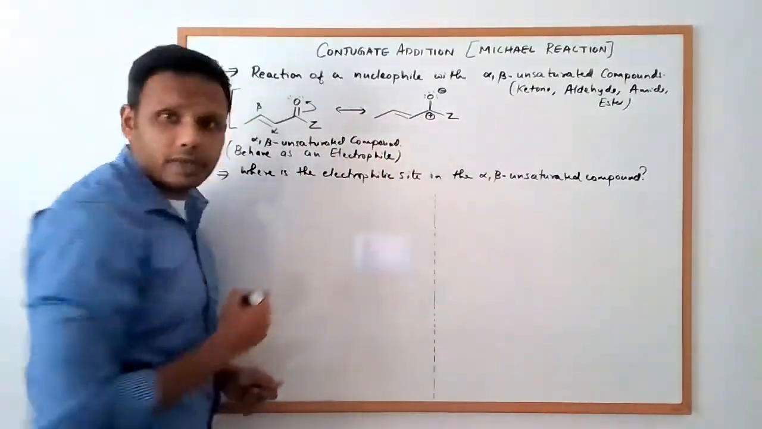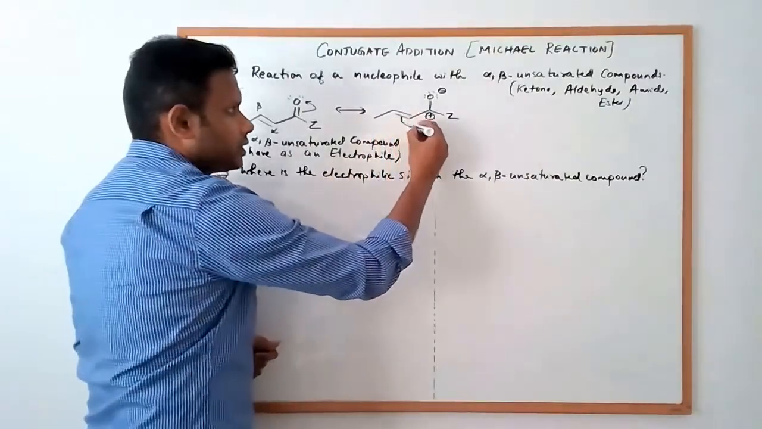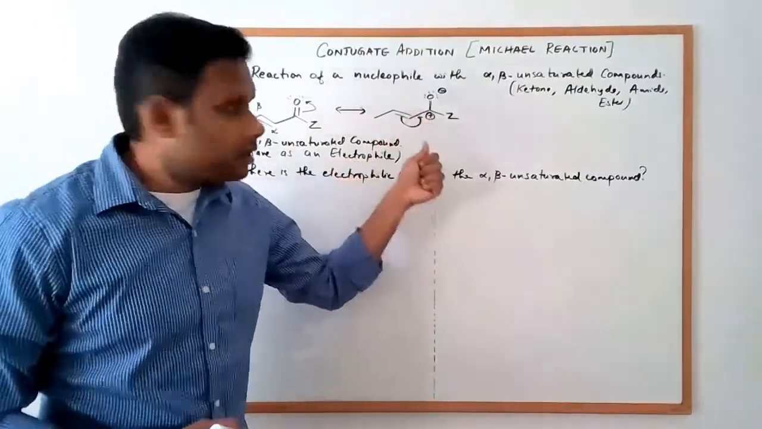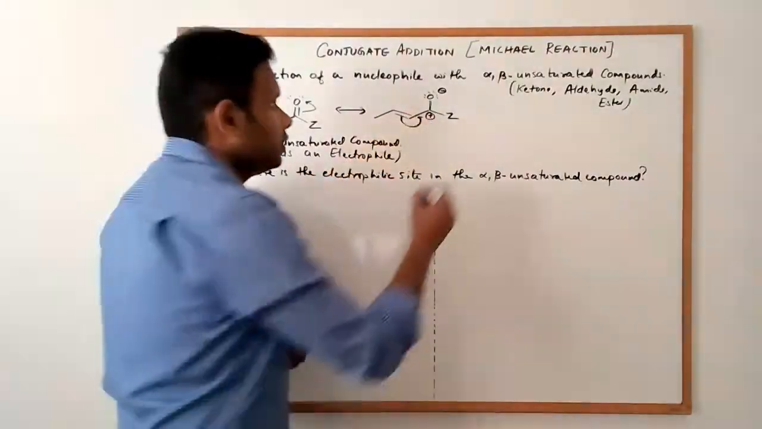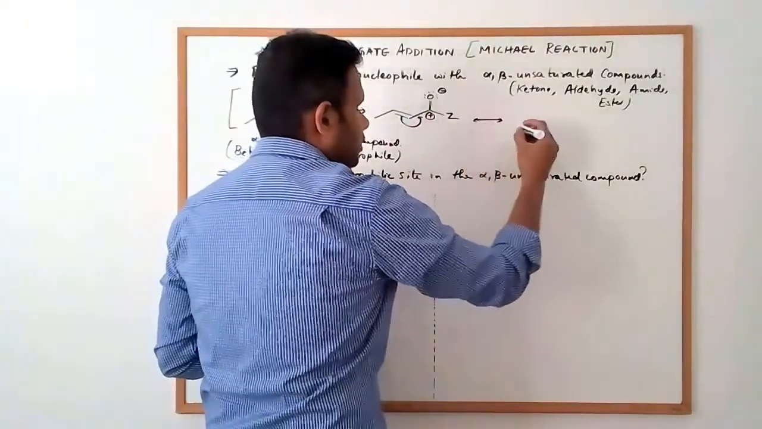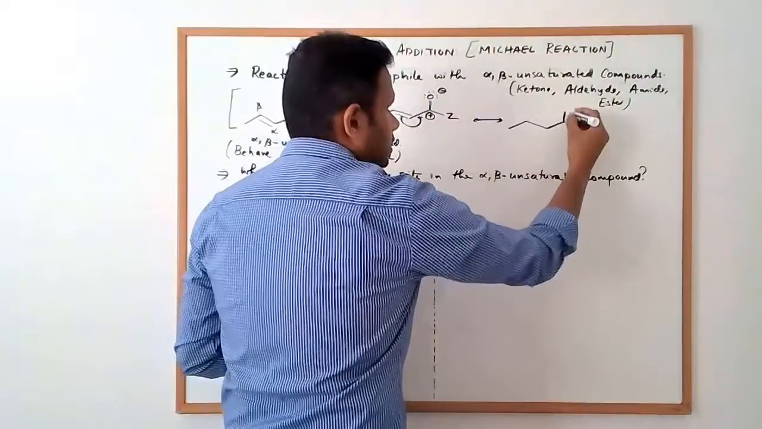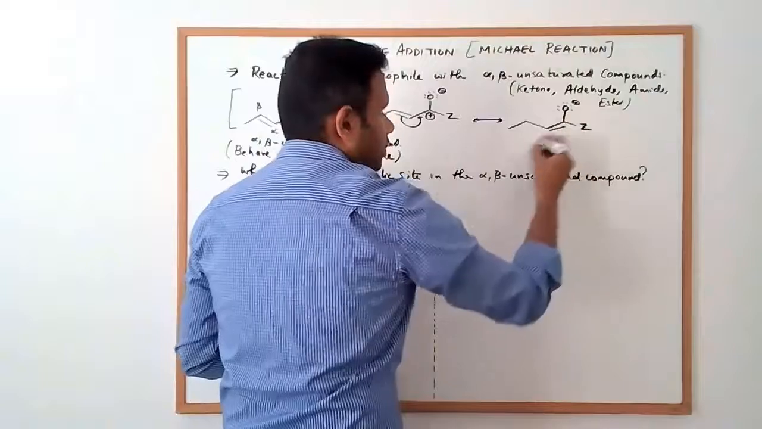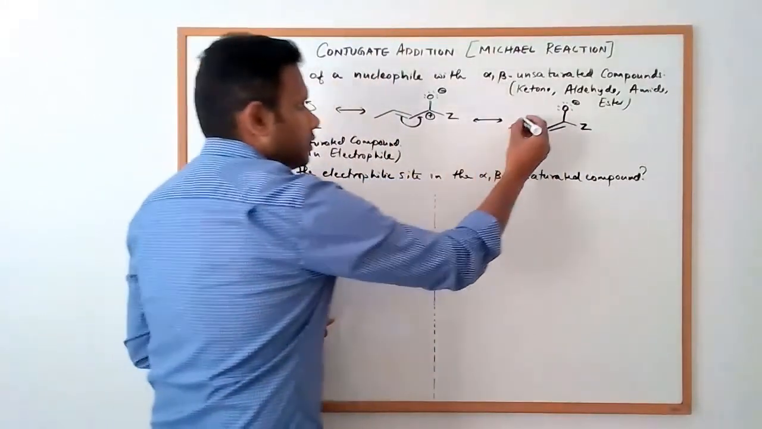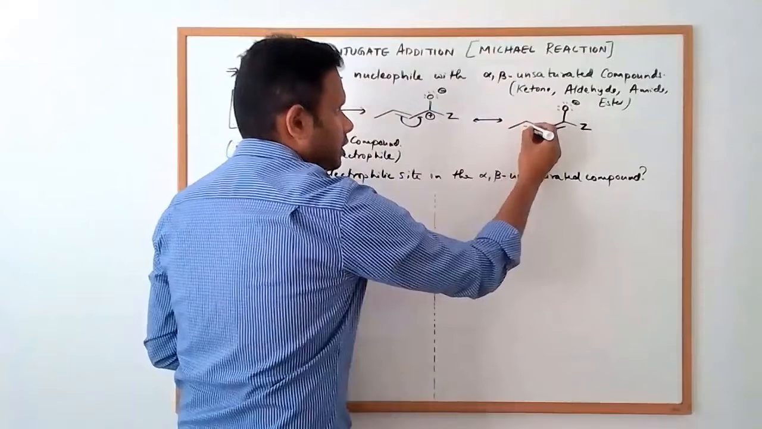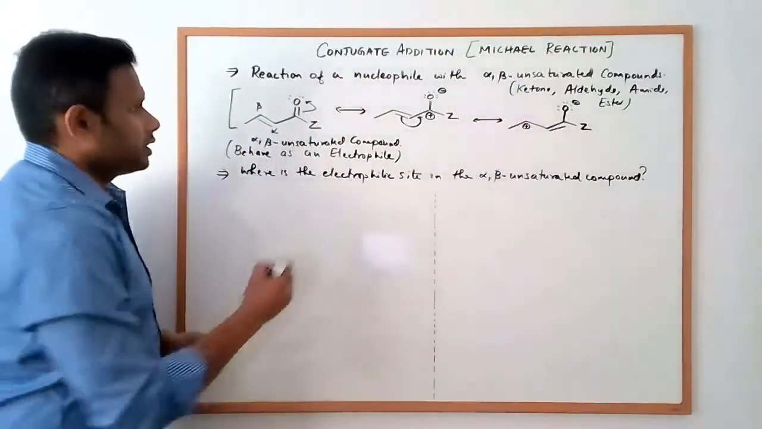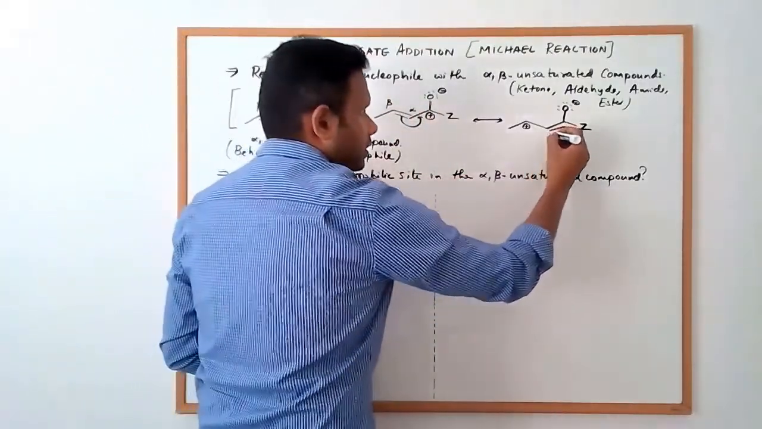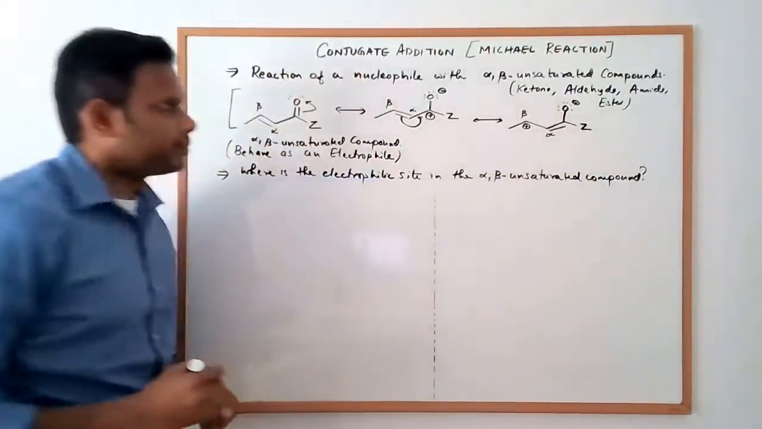Now we can draw an additional resonance form by moving the pi bond. We can take the double bond here and move it here, because that positive charge is allylic to this double bond. So we can move the electron pair from that double bond, and that gives us an additional resonance form here. We've got the double bond over there, and the positive charge is on this carbon. And again, let's keep our labeling: this is alpha and this is beta.